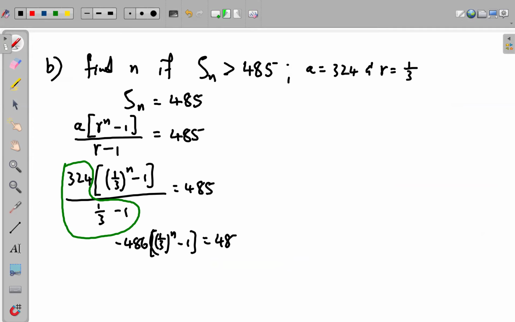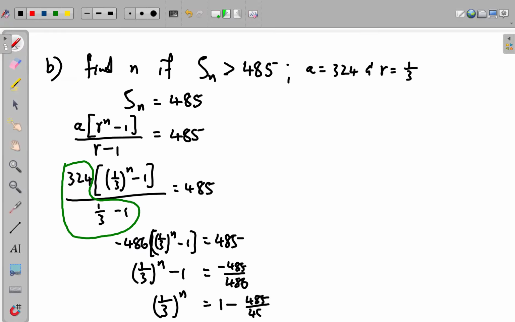And this is 485. Okay. And then I'm going to divide by this negative 486. So we literally are going to have negative 485 over 486. That's going to be the result. And then clearly we've got to add a 1 on both sides. So I'm going to have 1 minus 485 over 486 on the right hand side. And that's where my calculator will come into play.